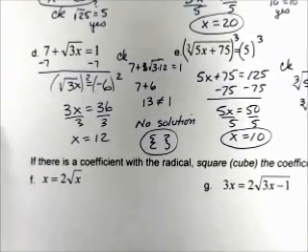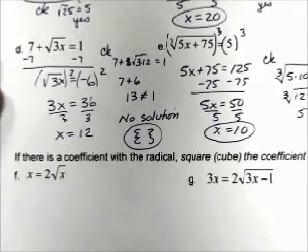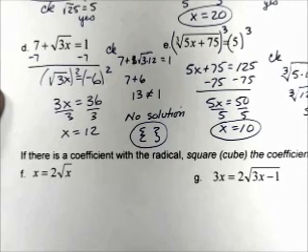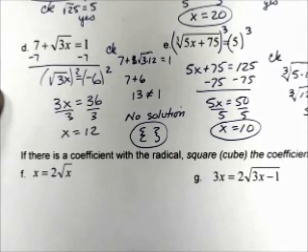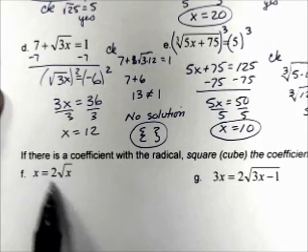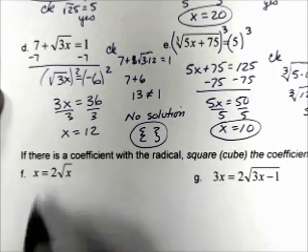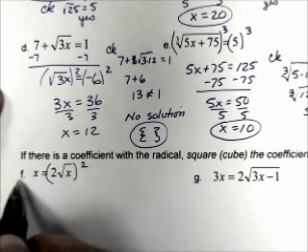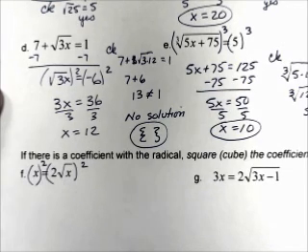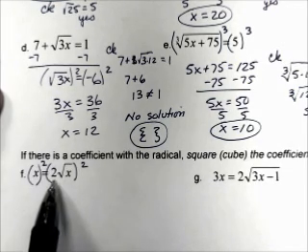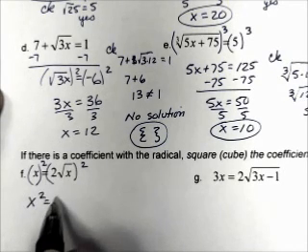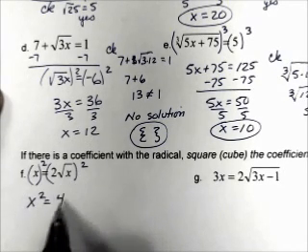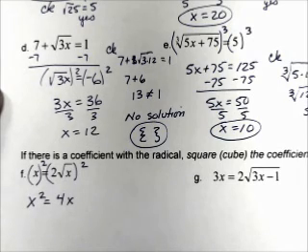Next, if there is a coefficient with the radical, square or cube the coefficient also. For example, x equals 2 times the square root of x. Right? So there's a coefficient 2 with our radical. So we will square both sides, squaring the 2 as well. So x squared equals 2 squared is 4. The square root of x squared is x. So x squared equals 4x.